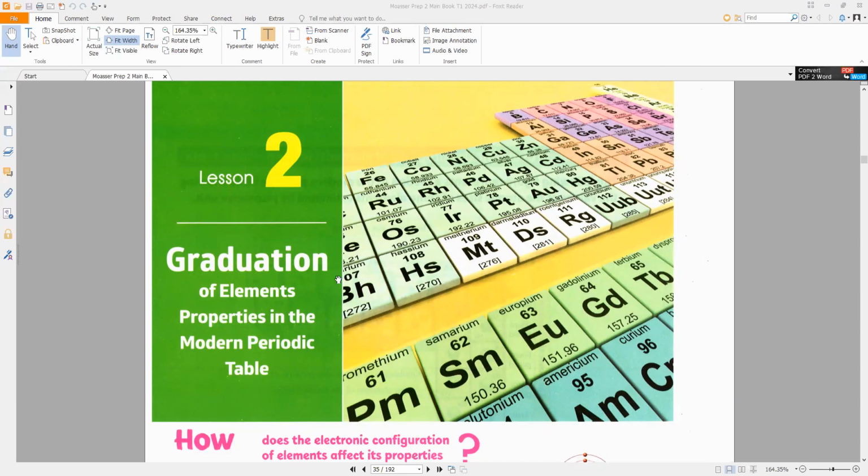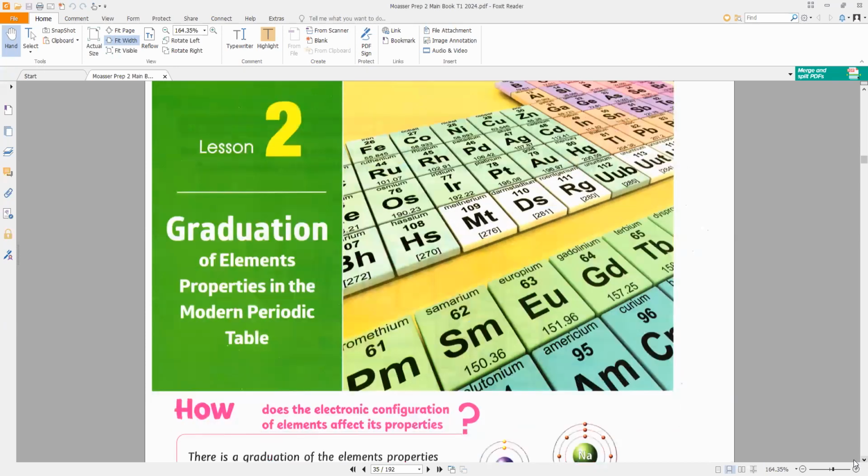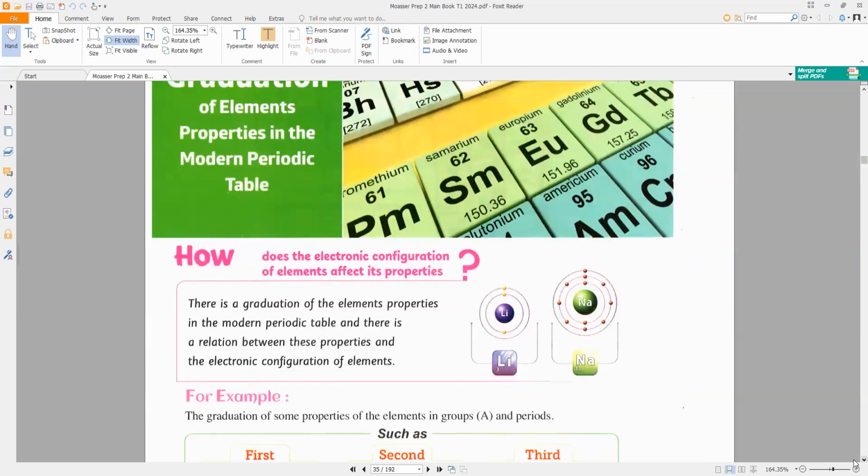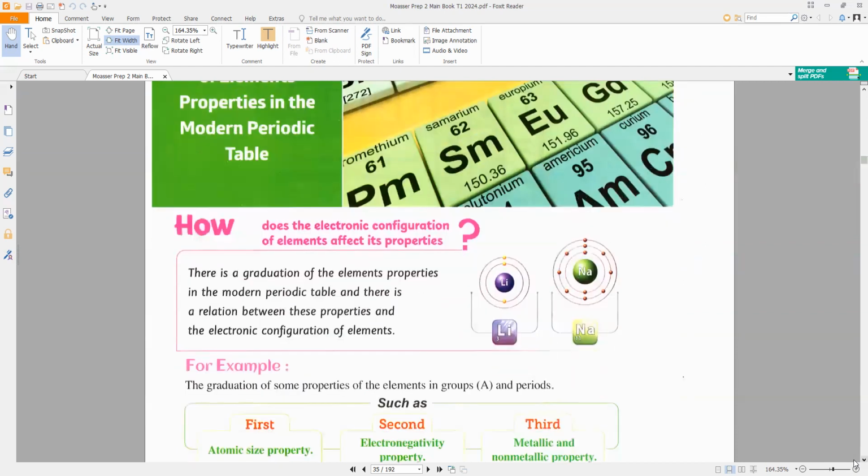Good morning. Today we'll start with lesson 2 in unit 1. It's about graduation of element properties in the modern periodic table. Last lesson we talked about the type of table that we study, the element properties. In this lesson we'll study the graduation of these properties in the modern periodic table.